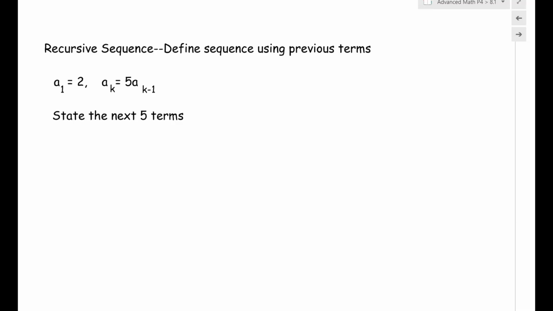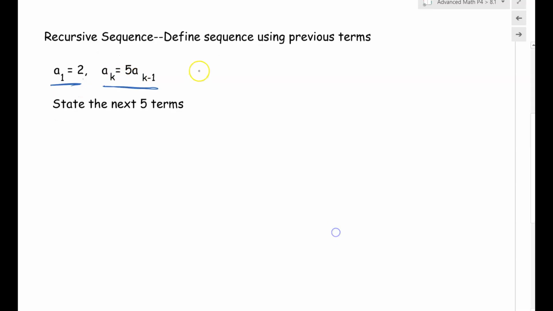Now there's something else with recursive. I have to tell you what the first term is, or the first couple terms. And then this is what's given to you: a sub k equals 5 times a sub k minus 1. I know that looks really tricky, but what it is saying is this. To find a term, any term, I'm going to take 5 times the previous term, the one before it. This tells me one before it. Okay? All right. So that's what that means.